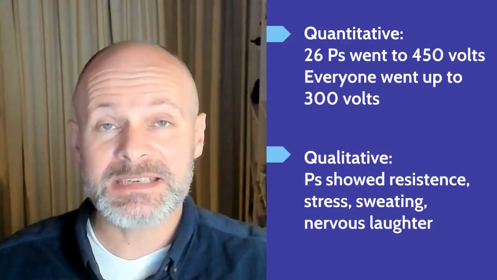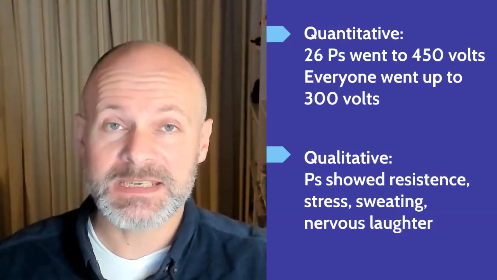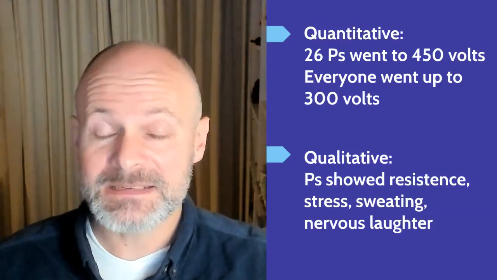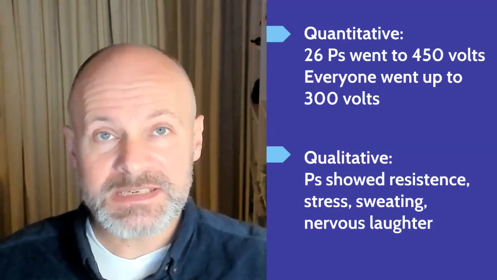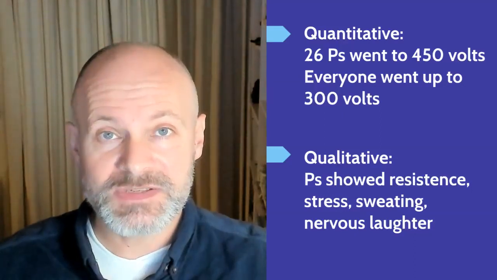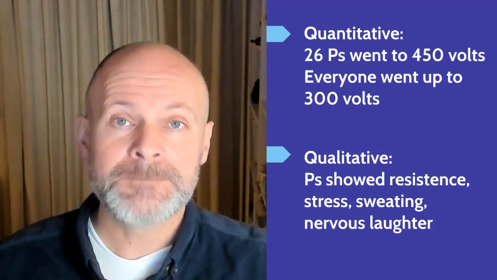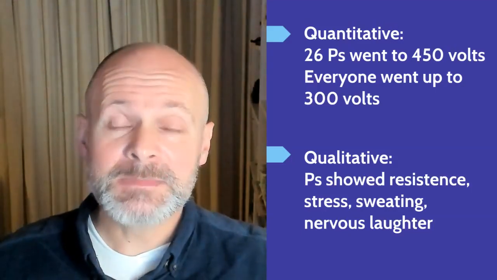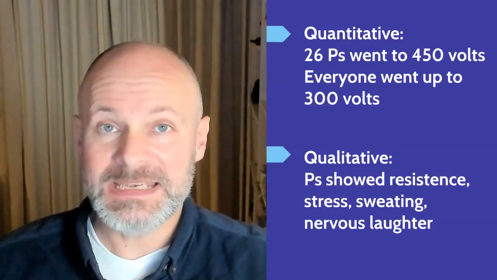Now, in terms of the qualitative data, so that's the non-numerical data. That's data that in this case was recorded by watching their behavior in particular, and also some of what they said. The participants are often showing resistance. They don't want to comply. They don't want to obey. They're stressed, quite clearly, a lot of sweating, nervous laughter. So it's clear that the majority of participants didn't want to obey, but did.